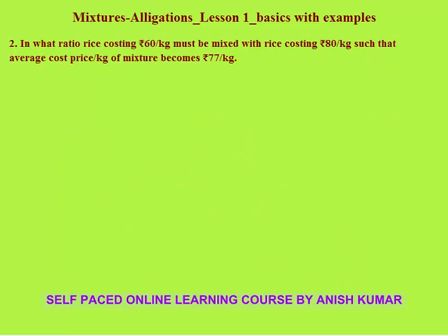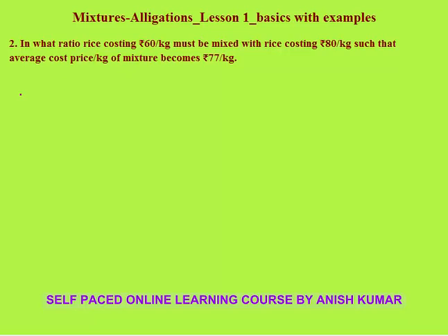Next question, example number 2. In what ratio must rice costing 60 per kg be mixed with rice costing 80 per kg such that the average cost price per kg of the mixture becomes 77 per kg? Now this question can be solved in 2 ways. One with the basic average equation and second with the help of alligation. I will let you know how.